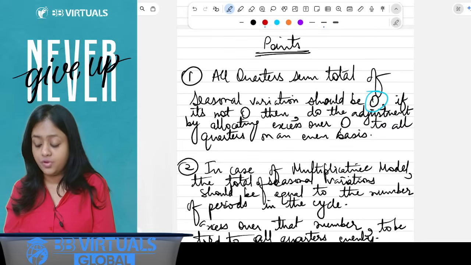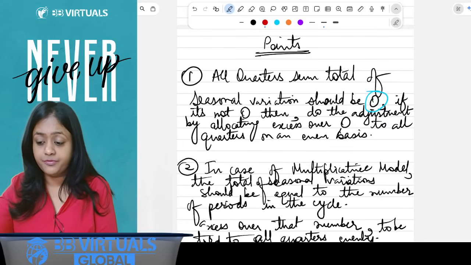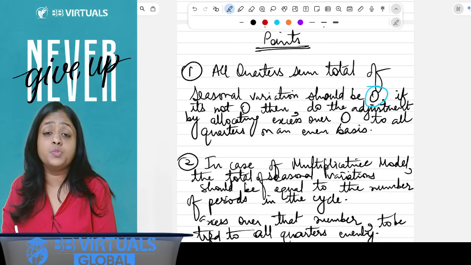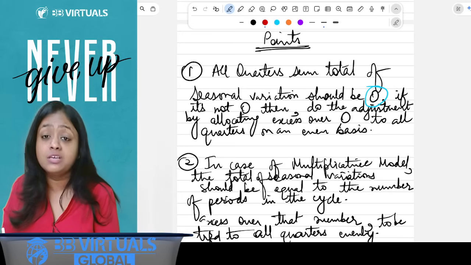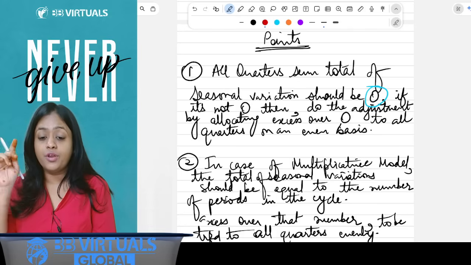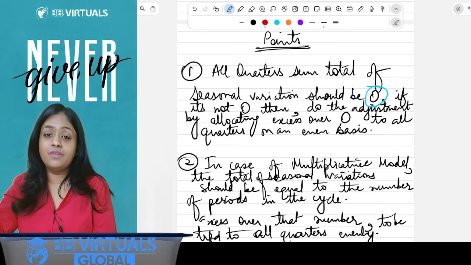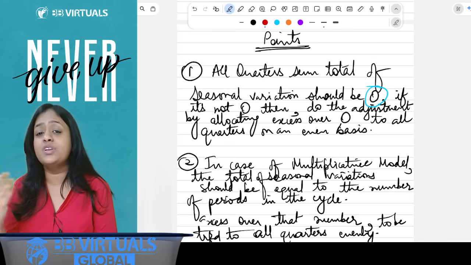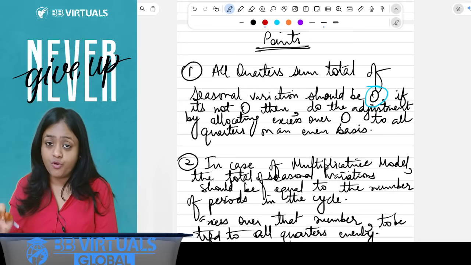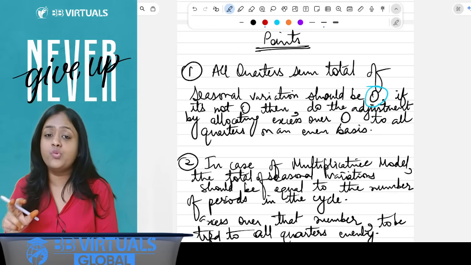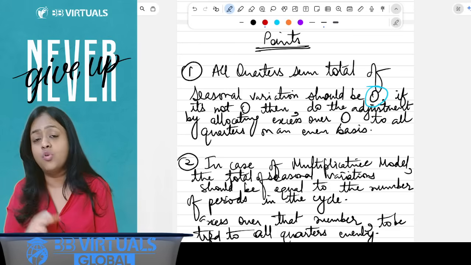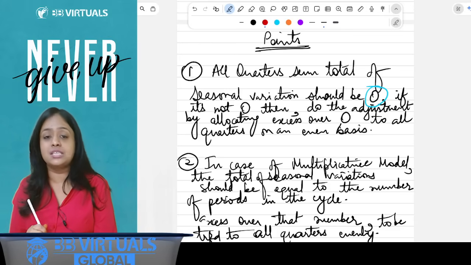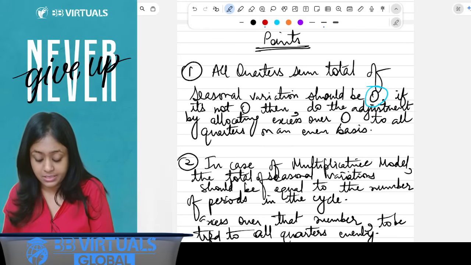A few pointers to note, very important from exam perspective. Number one, the sum total of seasonal variations for all quarters when we follow the additive model should be 0. That means when you're following the additive model, the quarterly seasonal variations should total 0. If it is not 0, then you need to make it 0. Let's say if it is coming plus 4, then you need to reduce 4 and make it 0, and you will adjust equally in all 4 quarters. That is, in all 4 quarters you will do less 1, less 1, less 1, less 1. Now you will get the adjusted seasonal variation that you will apply on the trend.